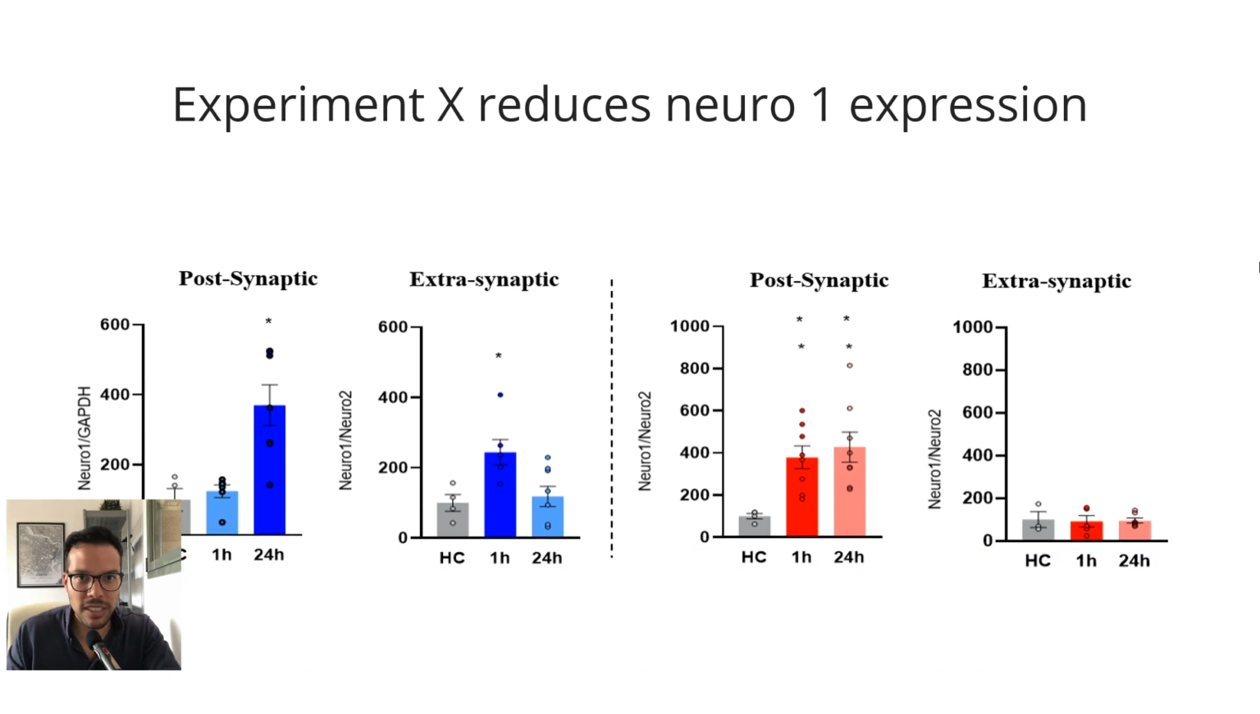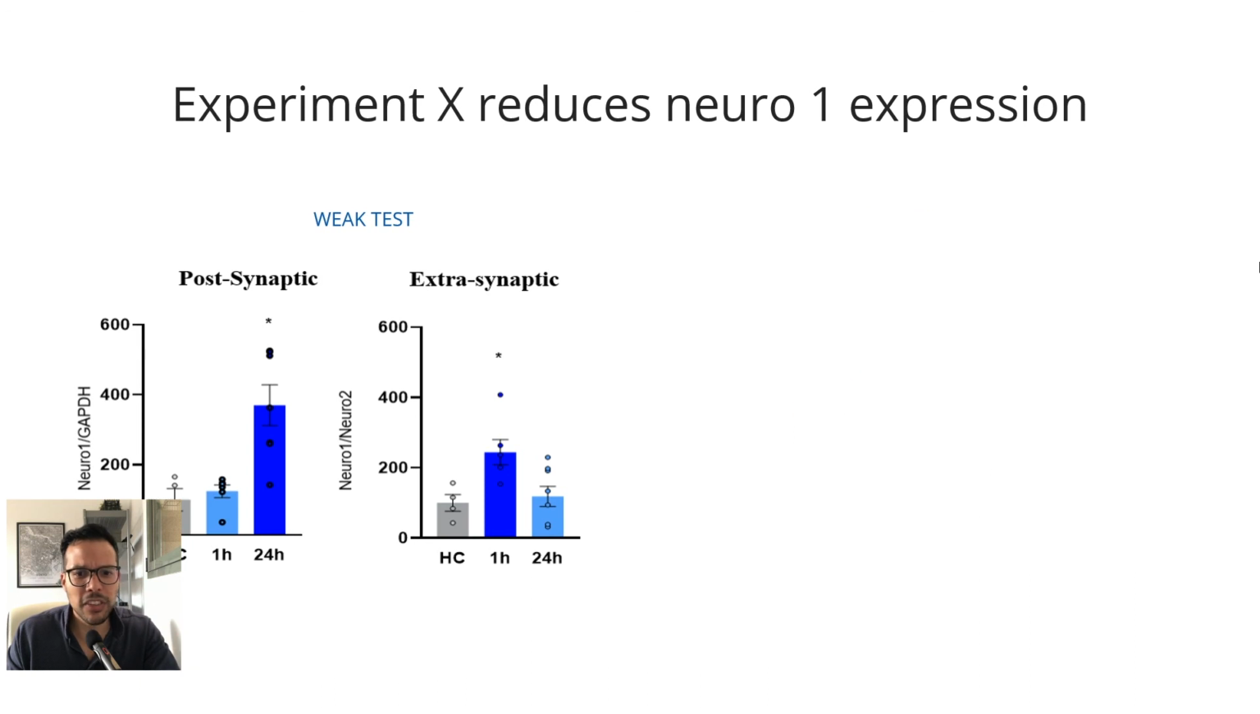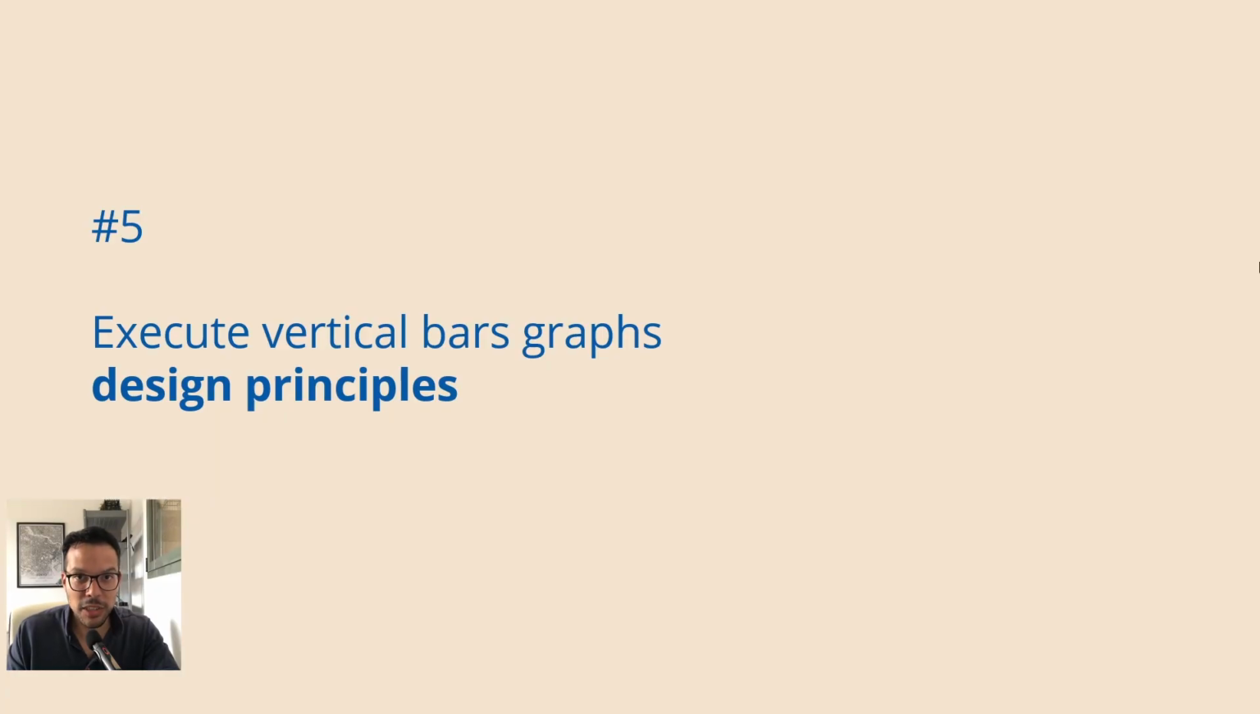So just remove it. Next, you remember that I told you that he wanted to make a point about the weak test and the so-called strong test, right? So why not split them and explain one by one? Again, simplicity carried to an extreme becomes elegance. So here, what you can do is just make the first point. Leave it blank there. You can even make an extra point to highlight something about these graphs. And then you should execute the design principles of vertical bar graphs. Pretty much like we learned in the last class.